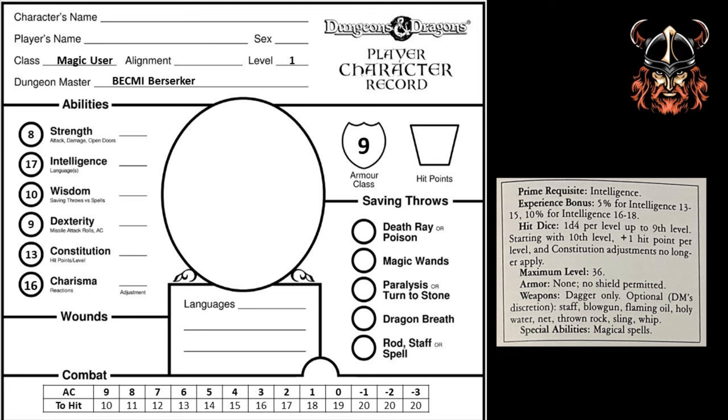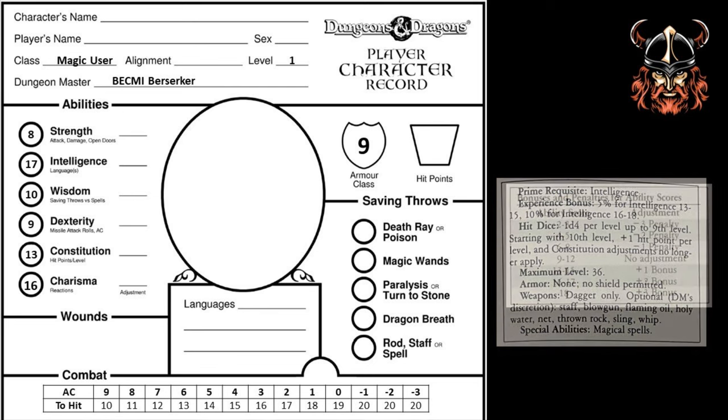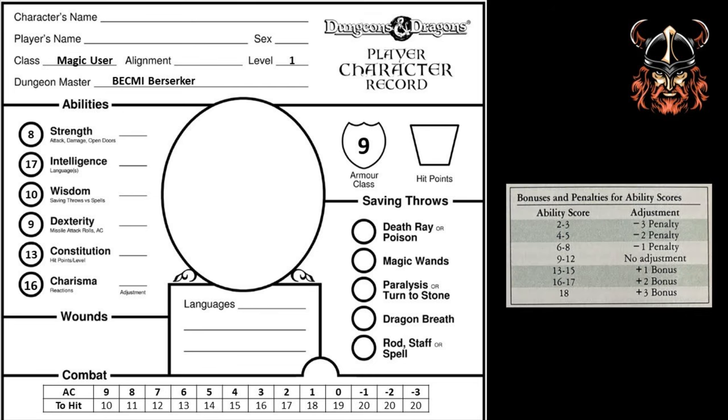Okay, so now it's time to work out the bonus or penalty adjustment for each ability score. Let's get that chart on the screen. Right, so I get a -1 adjustment for my strength, but I don't intend to get into combat, so that's not a real issue for me. The adjustment for my intelligence is +2, which will give me a 10% bonus to my XP, due to this score being my prime requisite.